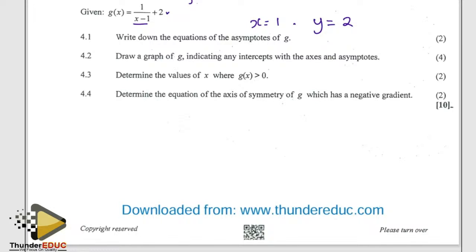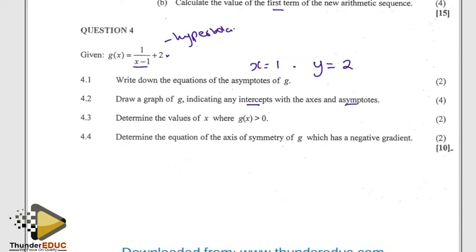Then they want us to draw, indicating all intercepts and then asymptotes. So the only part that is really missing here could be the intercepts. We can say that for y-intercept, x must always be 0. Let's replace x with 0 here. It's going to give us negative 1 plus 2, which is 1. Which means the graph is passing through 0 and 1.